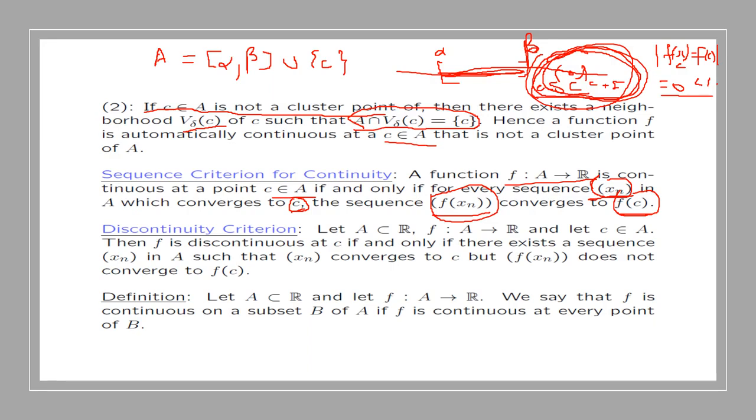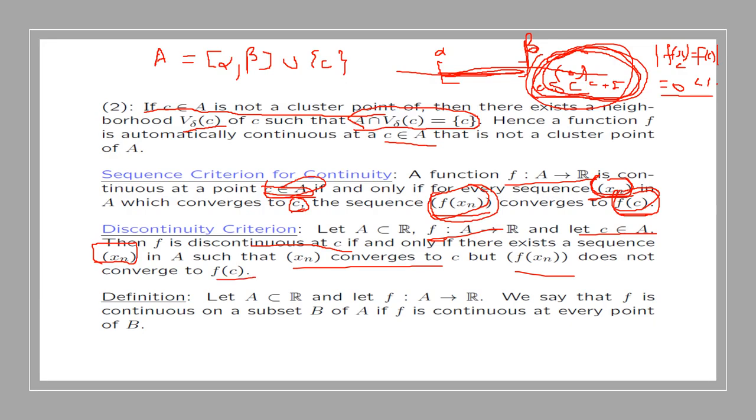Now, if you can get just one sequence xn in A which converges to C, but f of xn does not converge to f of C, that tells you the function f is not continuous at C. So if f is a function from A to R and C is a point in A, then f is discontinuous at C if and only if there exists a sequence xn in A such that xn converges to C, but f of xn does not converge to f of C. We just need one sequence; there could be more than one.